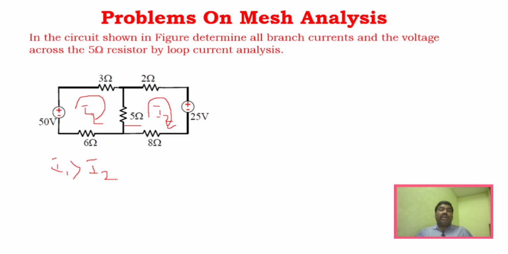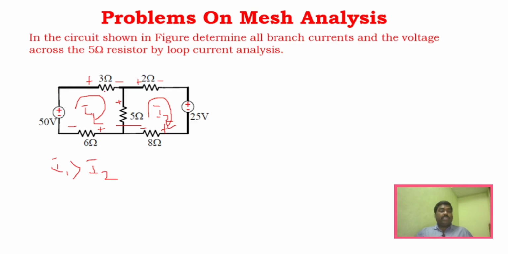And then you have to assign plus and minus signs. Whenever you approach any particular resistor, it is plus, this is minus, this is plus, and this is minus, and this is plus, this is minus. You are approaching this way, and now you are approaching this way. This is plus, minus, plus, minus. This is plus and minus. Now you can write the expression.